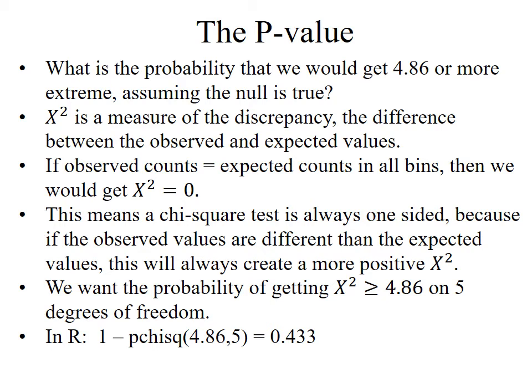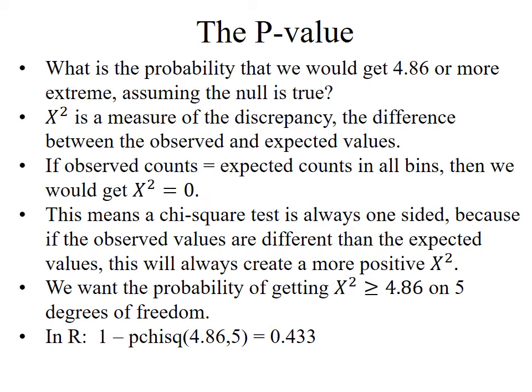Whenever I square a number, whether positive or negative, I'm always going to get something positive out of that. And so I'm always going to do a right-tailed, a one-sided test on this. What's the probability of getting this or more? So in this case, I want the probability of getting a chi-squared test statistic of 4.86 on 5 degrees of freedom. Fortunately, my good friend R knows all about the chi-squared distribution.